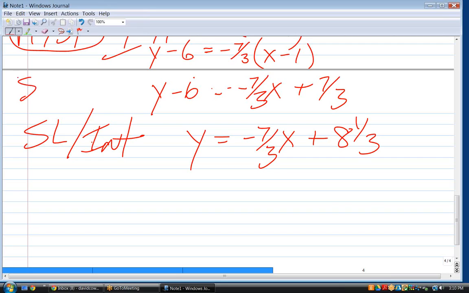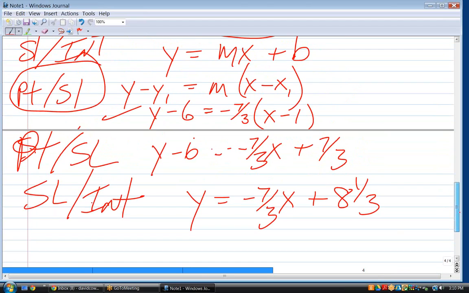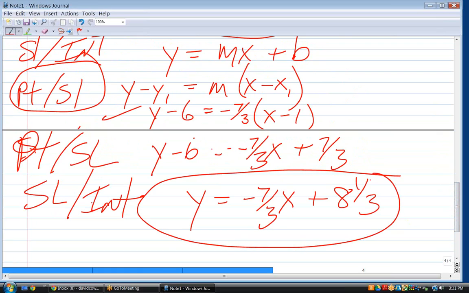But this is point-slope format. And notice that point-slope format was the easiest to come up with. It was one step. If we had to come up with this, we could have done it, but we would have had to do at least 2 steps regardless of how we did it. So it's good to memorize both of these formats.